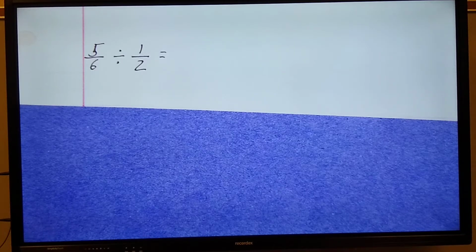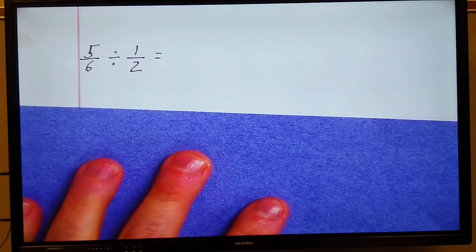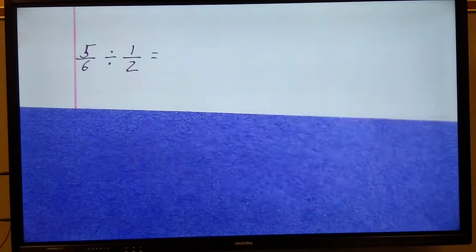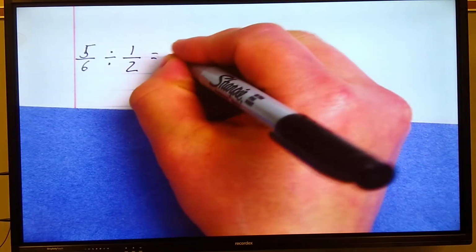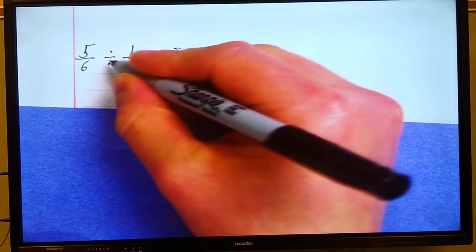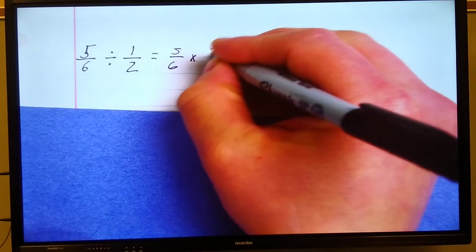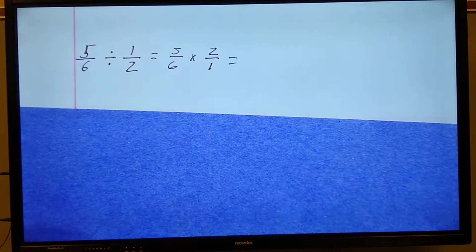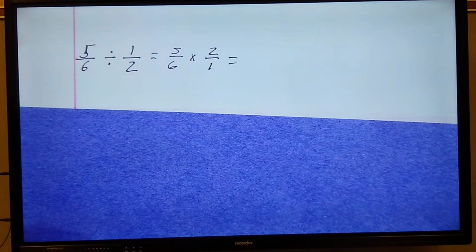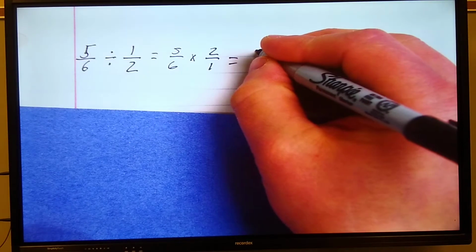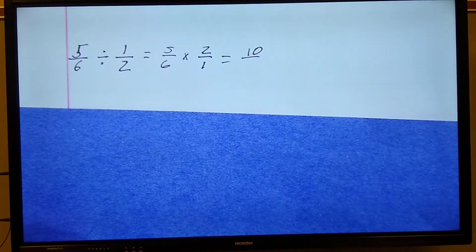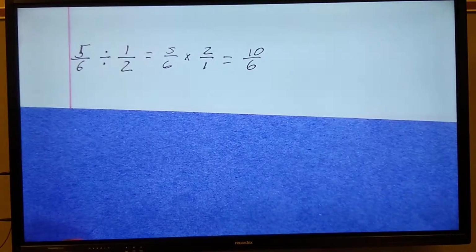All right, let's see how great you did. Remember, you must find the reciprocal of the divisor. 1/2 is the divisor. So you take your dividend, 5/6, change the division to multiplication, and 1/2 becomes 2/1. You just flip it. 5 times 2 is 10. 6 times 1 is 6.